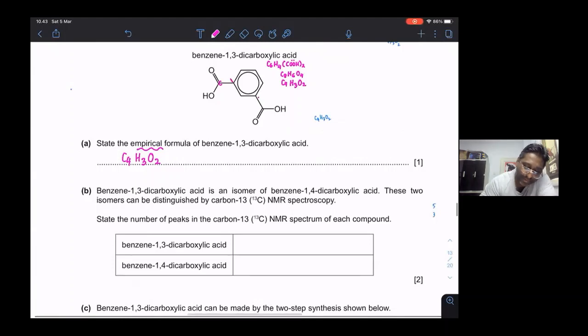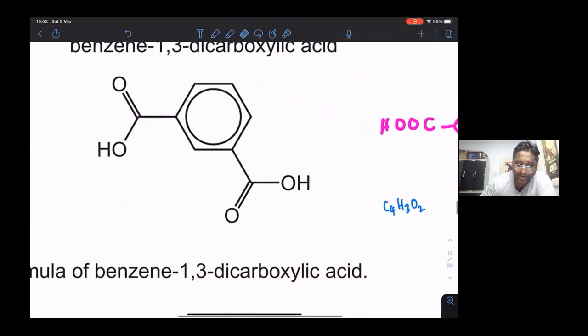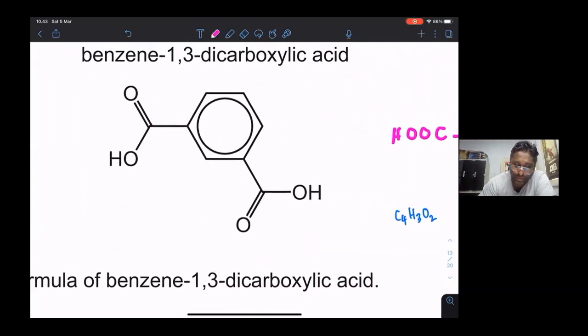So this is position number 1, position number 2, position number 3. That's why it's 1,3. They say that the same molecule can form another isomer, which, if I simplify, has COOH here and COOH here. These two isomers can be distinguished by carbon-13 NMR. To distinguish them, you look at the number of carbon environments. It's better to look at it by drawing a symmetrical line like this.